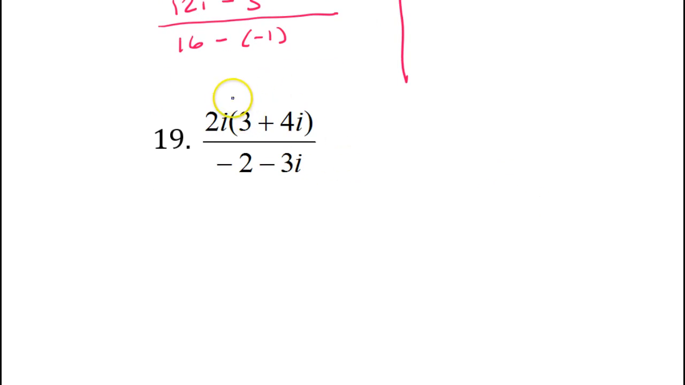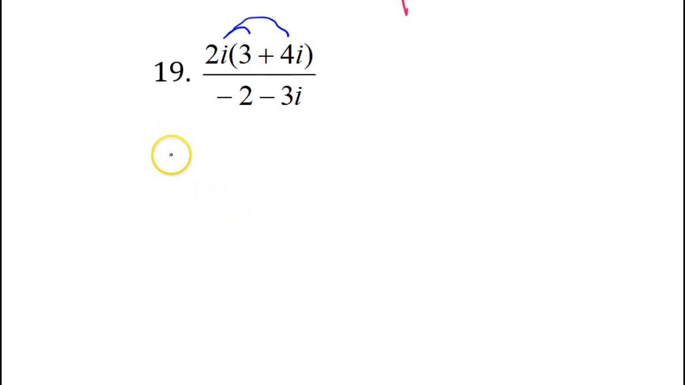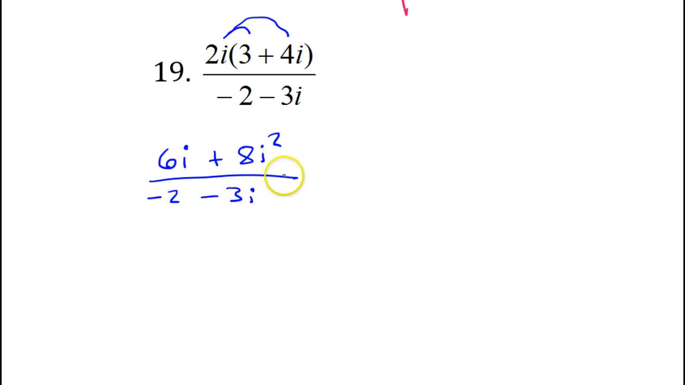Okay, for number 19, before we do anything else, let's go ahead and do the distributive property right here. So that's going to give me 6i plus 8i squared over negative 2 minus 3i. Okay, now we can multiply by the conjugate.